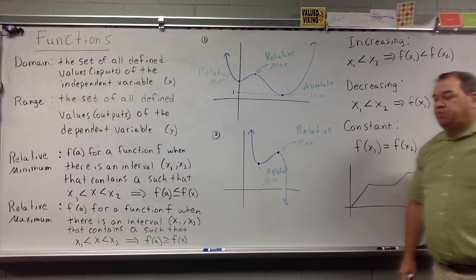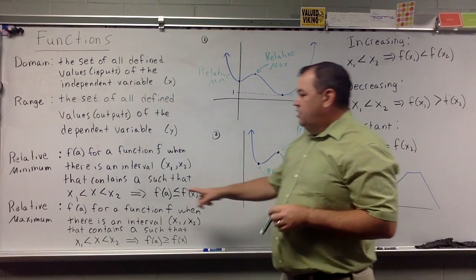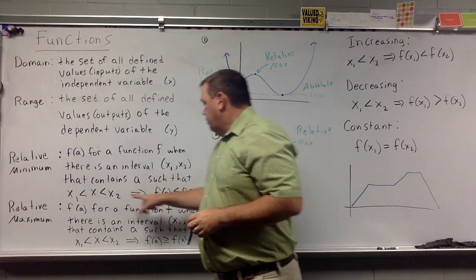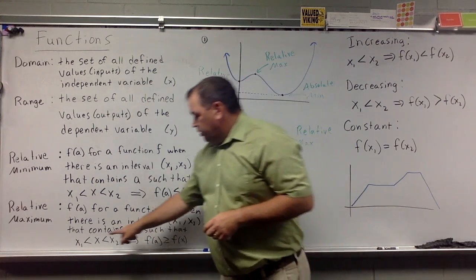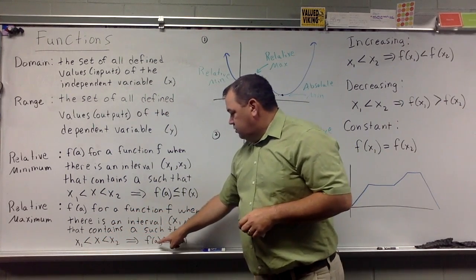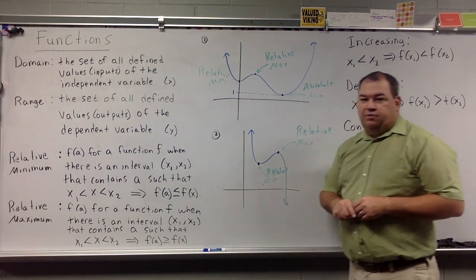So relative to the other points around them, and that's what this definition is saying. Relative to the other points around, a minimum is the lowest point. Relative to the other points around, a maximum is the highest point, the biggest point.